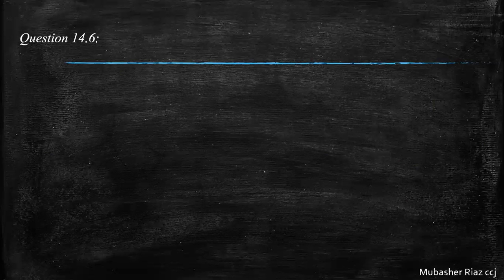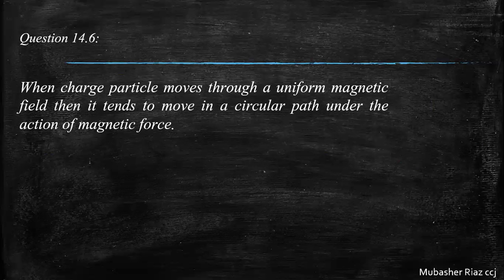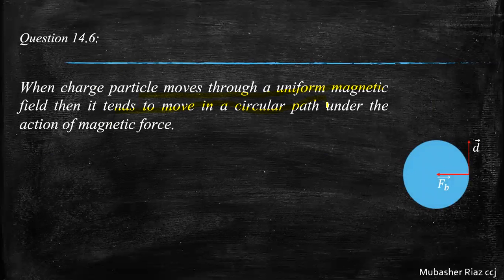Why is there no work done by the magnetic force? So its answer is: when charged particles move through a uniform magnetic field, then they tend to move in a circular path under the action of the magnetic force. So when the particle is moving in a circular path, its direction of motion is always along the tangent. That is, displacement is always along the tangent.